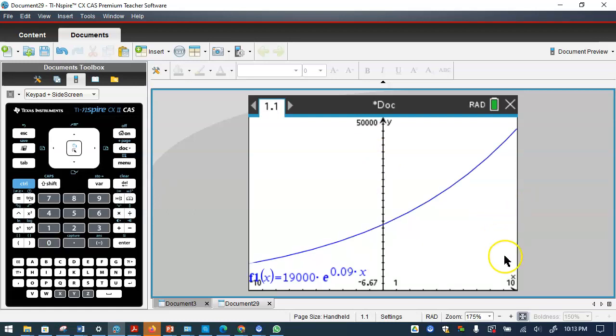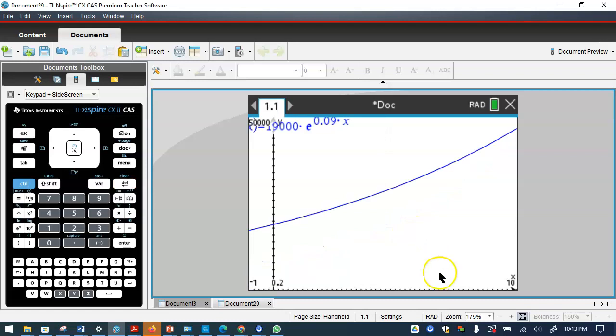Oh, there you go. We already got this. And I don't want too much on the left, right? So minus 10 is not needed at all. So I'm going to make it like minus 1, okay? And see how the graph looks. So this will be the graph.